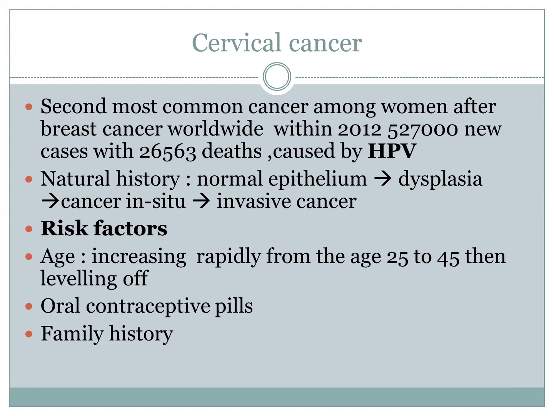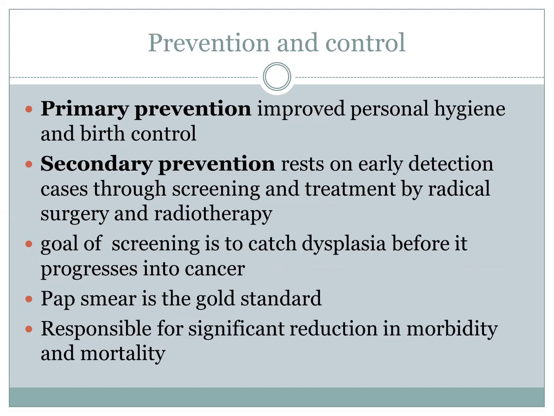Then there is cancer in situ, and then invasive cancer. The risk factors include increasing age, from 25 to 45, which results in increasing incidence. Oral contraceptive pills result in hormonal imbalance, which increases the chances of cervical cancer, and then there is family history. So primary prevention for cervical cancer can be improved personal hygiene and birth control. Secondary prevention rests on early detection of cases through screening and treatment by radical surgery and radiotherapy.